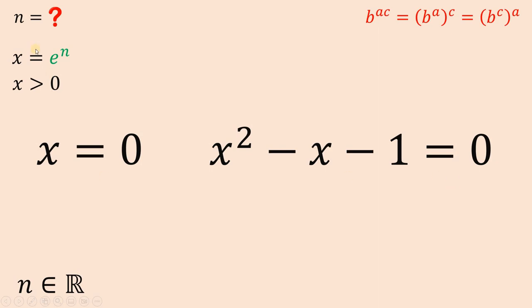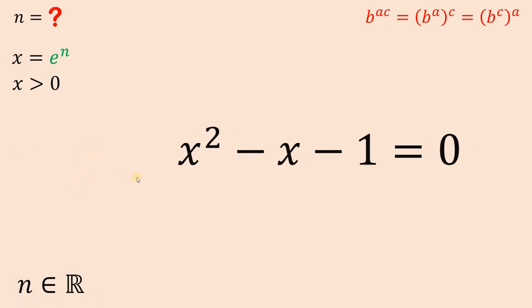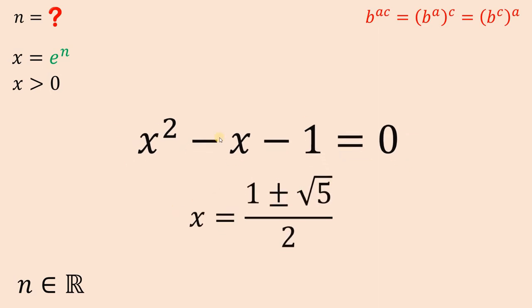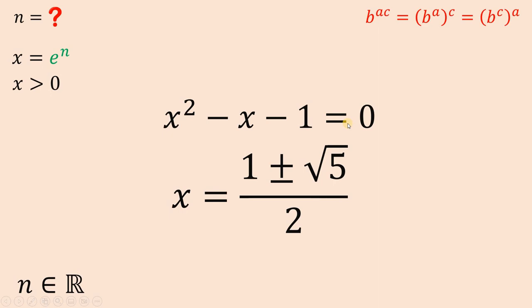And now, since x must be greater than 0, we can disregard the case wherein x equals 0. This will give us x squared minus x minus 1 equals 0. And this is a very familiar equation to us, because if we use the quadratic formula in this equation, we get what we call the golden ratio. Therefore, the value of x, given x squared minus x minus 1 equals 0, is simply 1 plus or minus square root of 5 over 2.